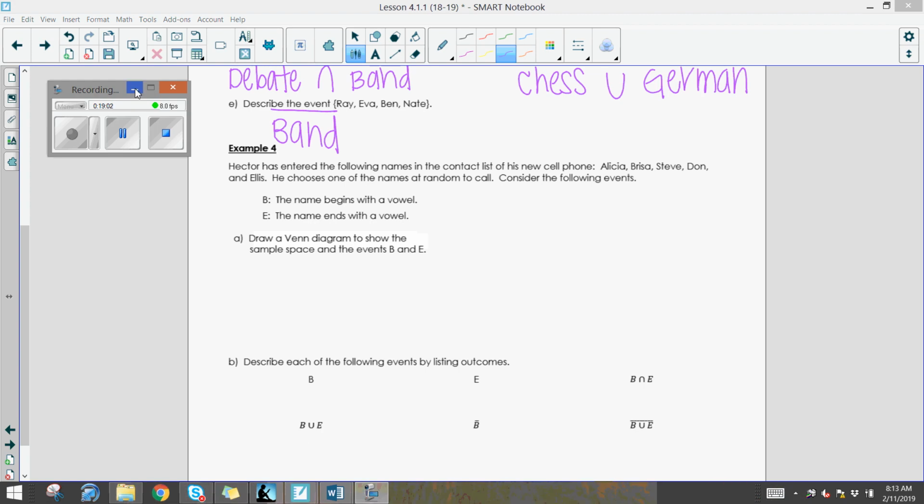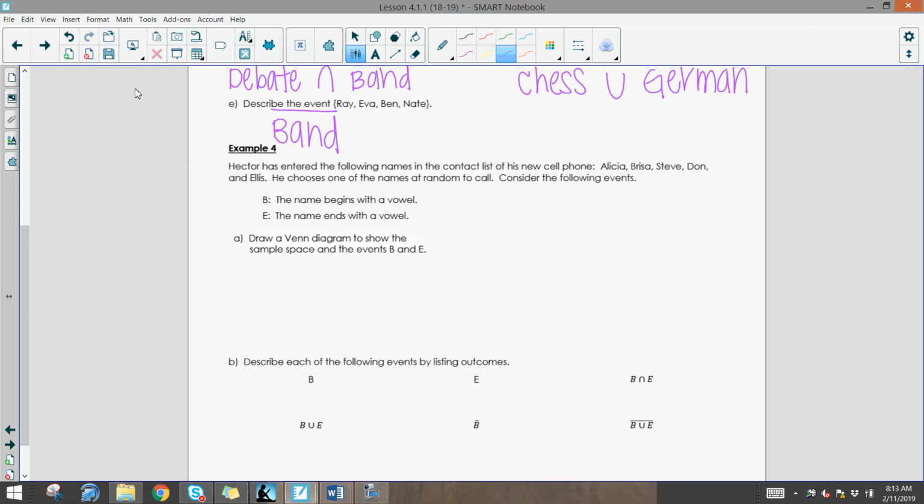All right. For this next one, same idea, but we're going to add in Venn diagrams. So you guys have probably seen Venn diagrams a couple different ways. And they're going to be the same. If you haven't, we will refresh our memory. So this is: Hector has entered the following names in the contact list of his new cell phone: Alicia, Brisa, Steve, Don, and Ellis. He chooses one of the names at random to call. Consider the following events. B, the name begins with a vowel, and E, the name ends with a vowel.